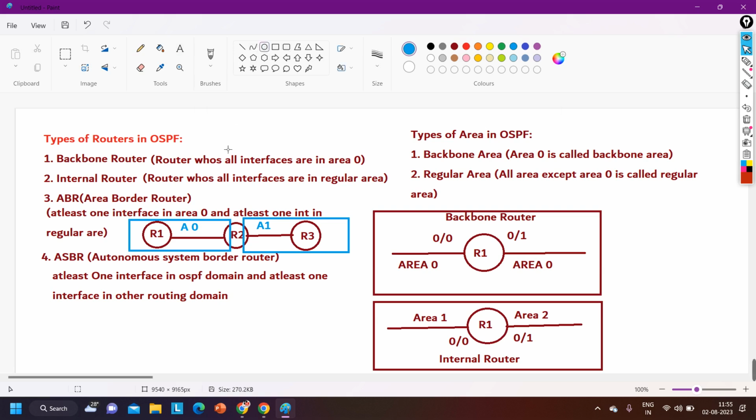Let me give you one example of ESBR also. Let's say router 1, router 2, router 3 and router 4. I have 4 routers, all are connected like this.